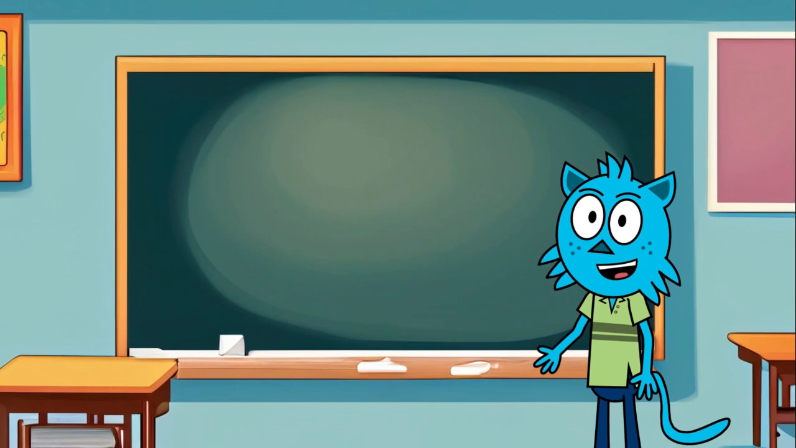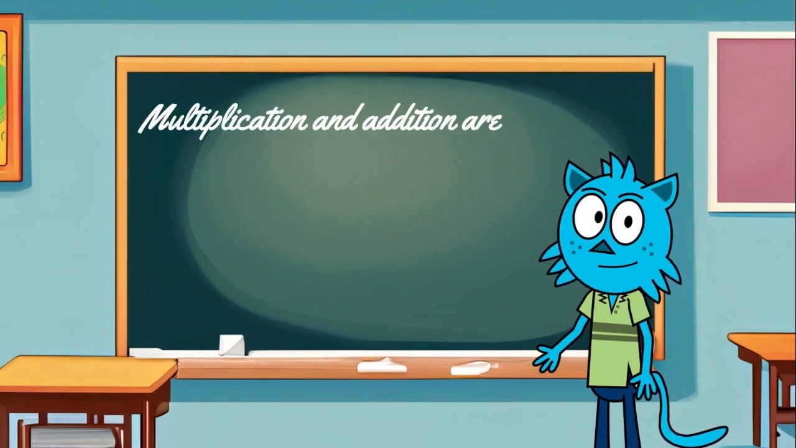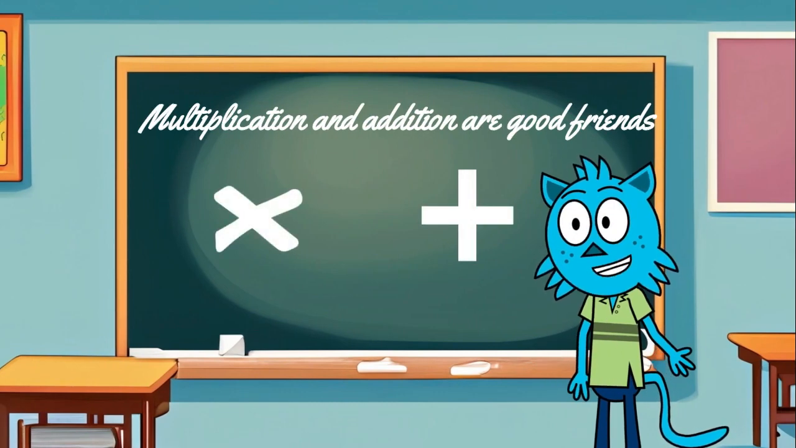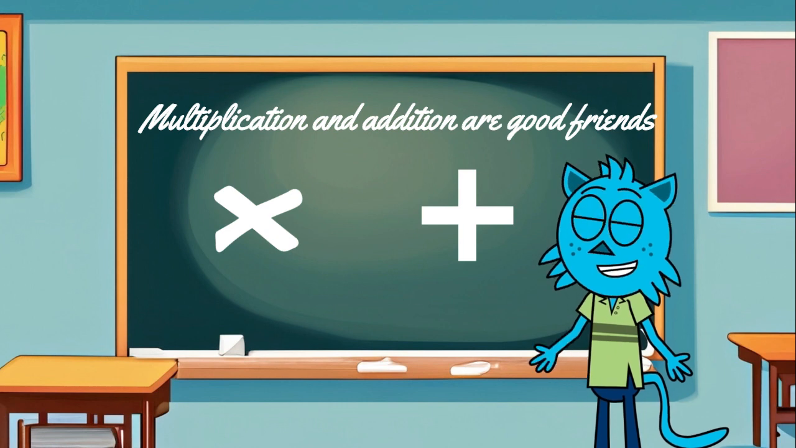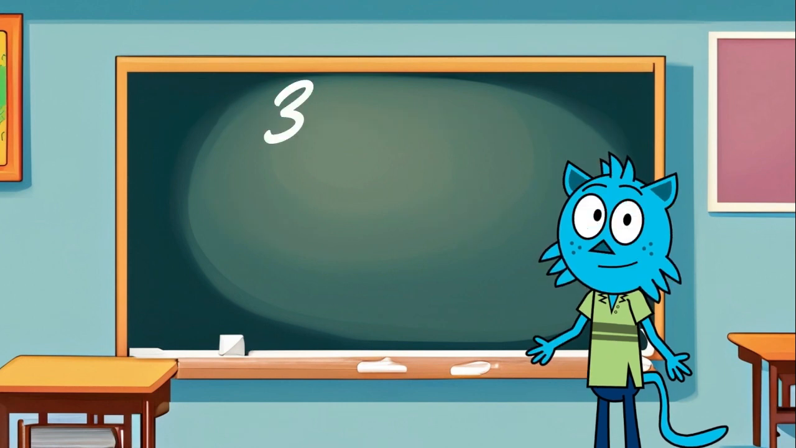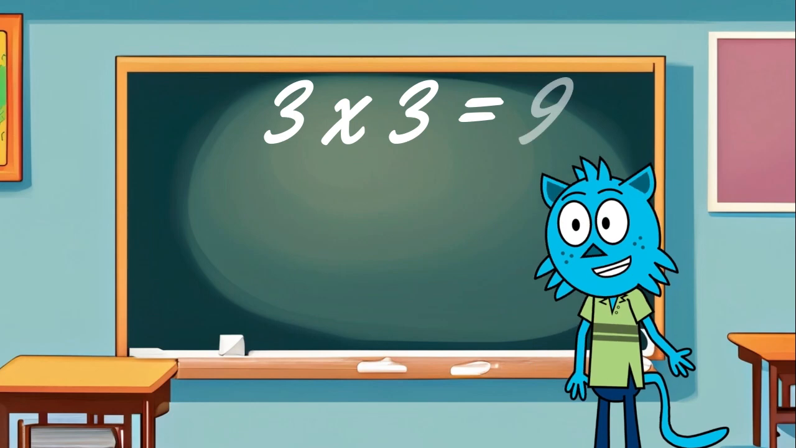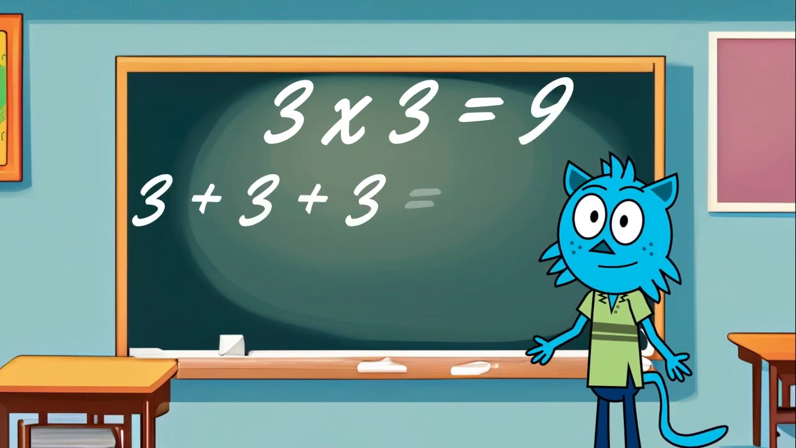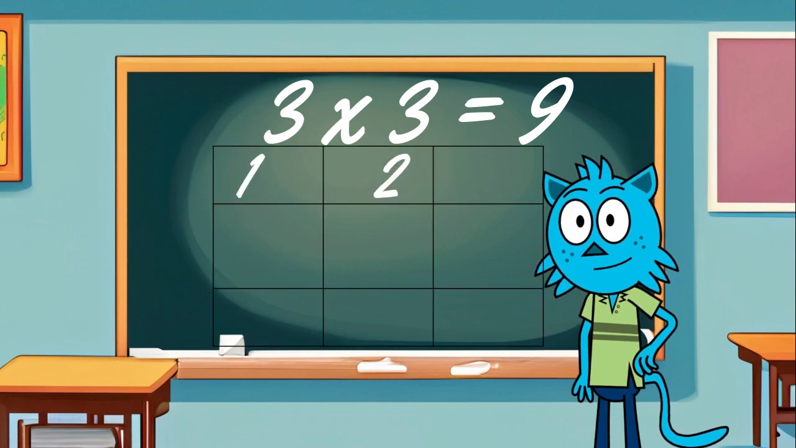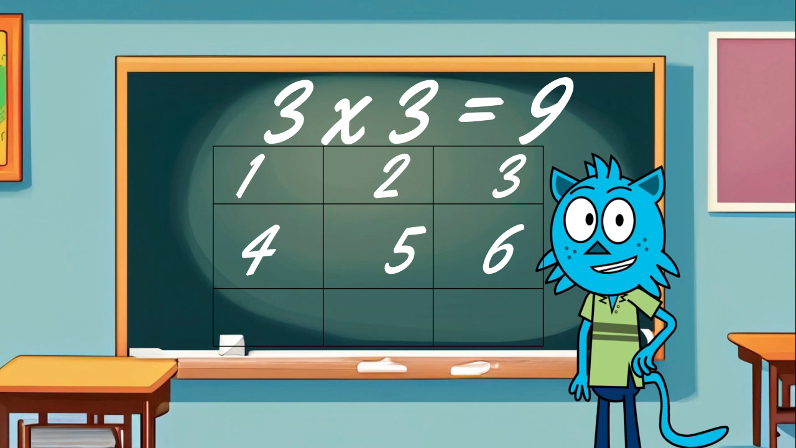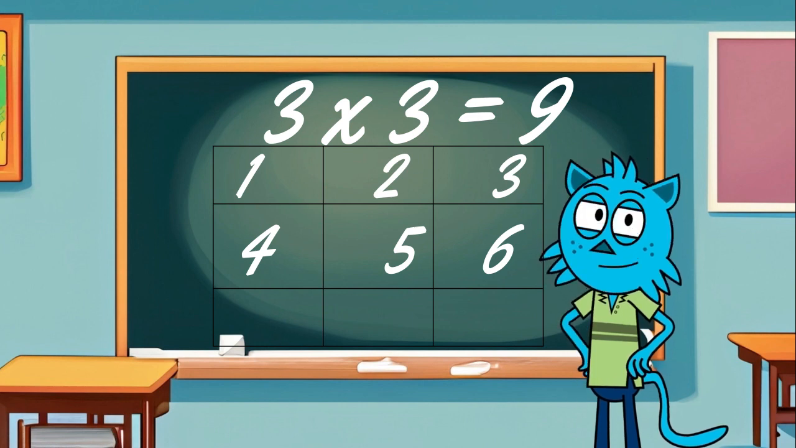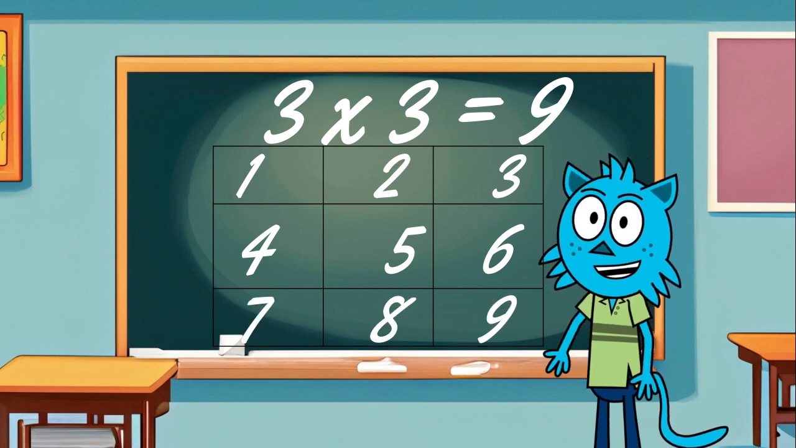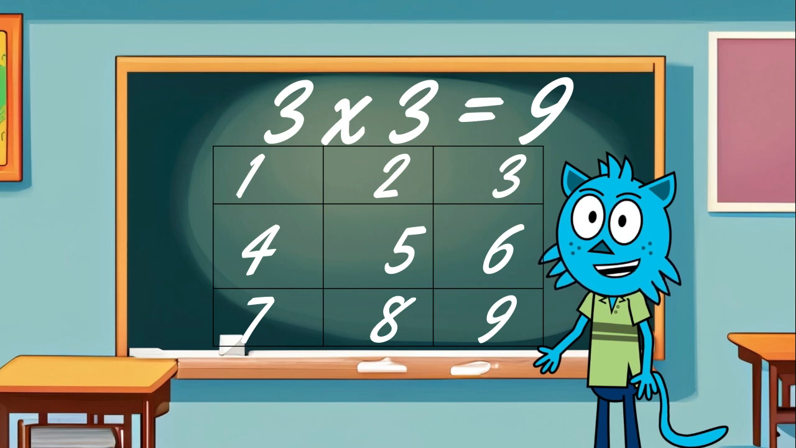As we just saw, multiplication and addition are good friends. Multiplication is a shortcut for addition problems. We can think about 3 times 3 in 2 ways that give the same answer. 3 groups of 3 can be written as 3 plus 3 plus 3, which equals 9. And 3 rows of 3 can be seen as 1, 2, 3, 4, 5, 6, 7, 8, 9. Both ways give us 9. Let me hear you say it again. 3 times 3 equals 9.